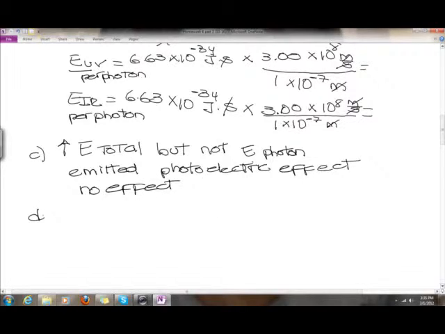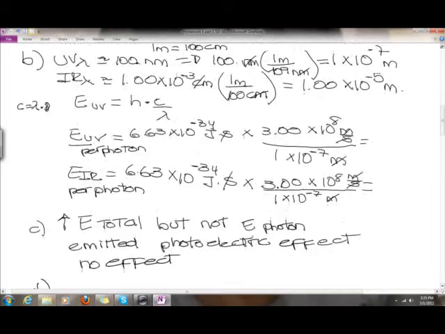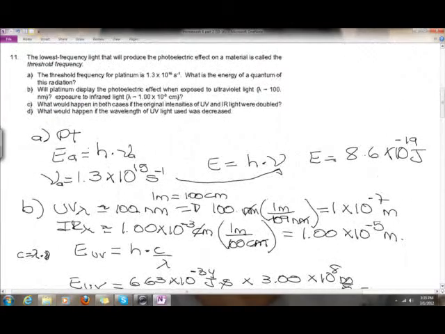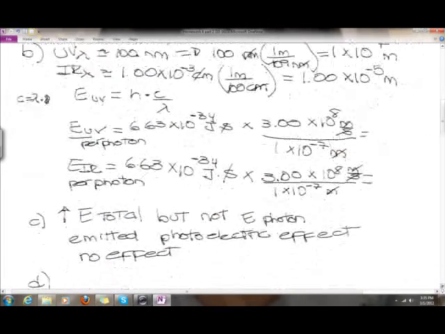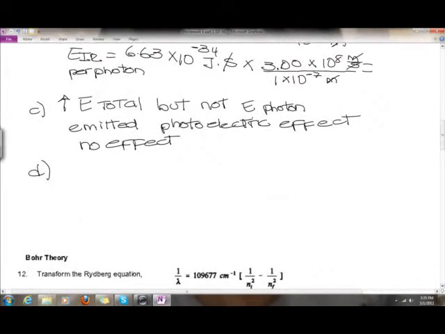Now part D. Part D asks if the wavelength of UV light decreases, what happens to the energy? Hold on. What would happen if the wavelength of UV light was decreased? What happens when you decrease the wavelength? Look at the energy formula.